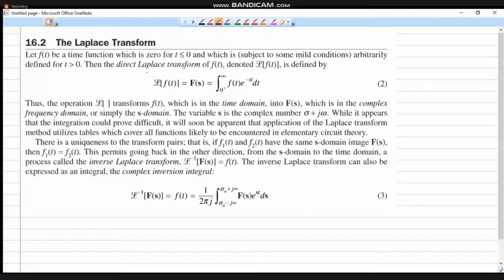Okay. Similarly, why are we studying the Laplace transform? Why are we doing the Laplace transform? What simplification is it going to bring to us?